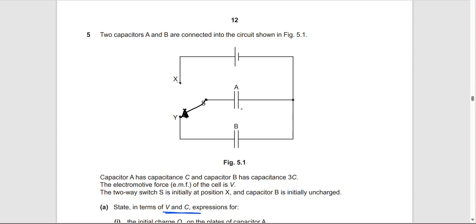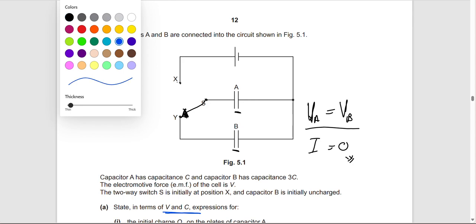The charge will move from the plates of this capacitor into capacitor B. When will that stop? When the potential at A becomes equal to the potential at B. That is when charge stops flowing, when current is equal to 0. Okay, so that is what we're going to write for the answer.